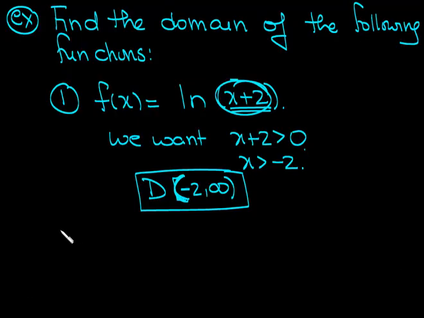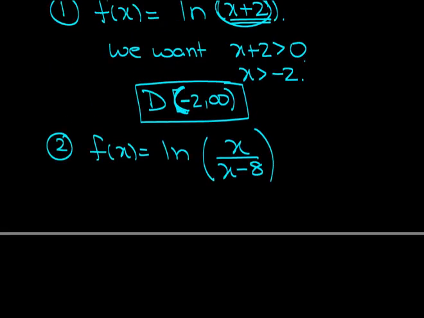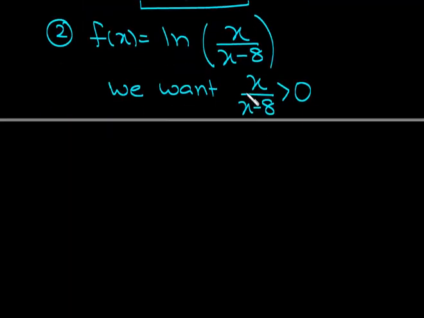Okay, here's another example. Let's say you have f of x is equal to ln of x over (x minus 8). Okay, so what do we want? We want x over (x minus 8) to be greater than 0, because we can't take logs of negative numbers. Okay, so let's take a look at this. This is a rational expression that is an inequality. If you remember way back in chapter 2, we did problems like this.